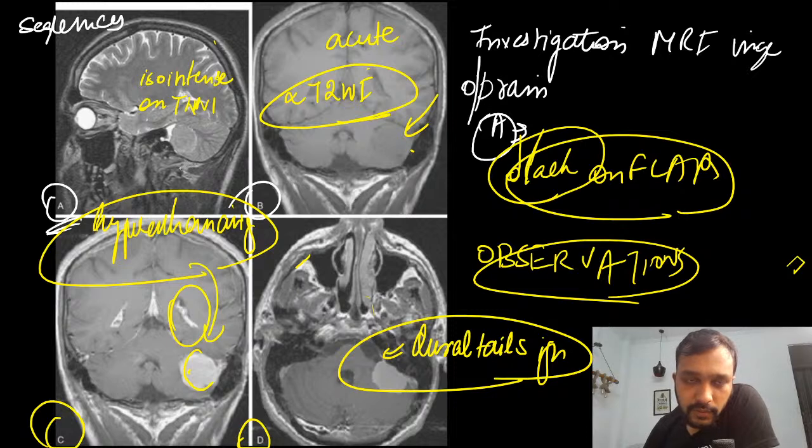Okay, so I'm not asking you to make a diagnosis, just try to understand the features. Now I have already told you that this is an extra axial lesion giving a dural tail sign. Okay, so what else we can see on this T2 weighted image? We can see that there is a cleft of CSF, T2 hyperintense CSF cleft can be seen around the region.